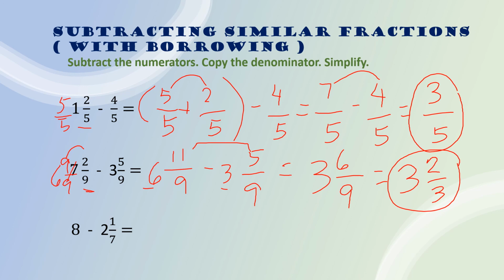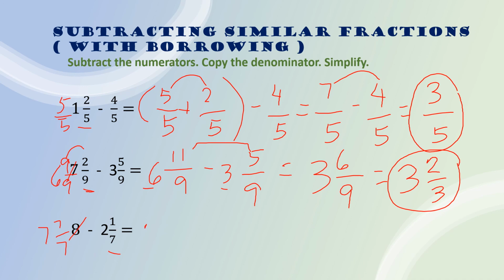Let's have the third example. Here we have 8 minus 2 and 1/7. Again, we cannot just subtract 2 and 1/7 from 8. We need to borrow 1 whole. The denominator is 7. So 8 will be 7 and 7 sevenths. It's still 8, because 7 sevenths is 1, and 1 plus 7 is 8. We just rename it. So now we can subtract.